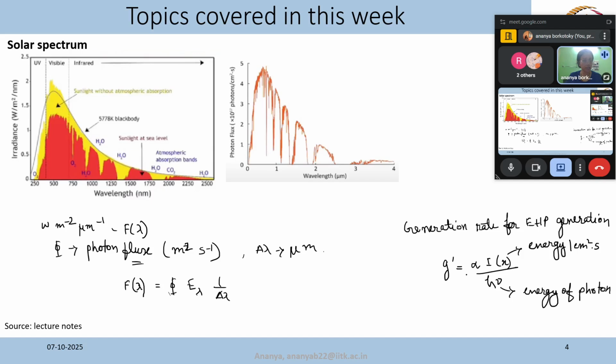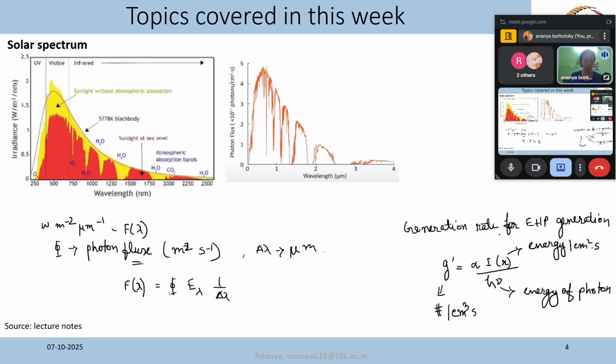then we get the generation rate, that is the number of photons being generated per unit time. What is the unit of this generation rate? This is energy per centimeter square per second, so the energy will get cancelled. What is the unit of alpha? Absorption coefficient, centimeter inverse. So the unit of generation rate will be the number of electron and hole pairs generated per centimeter cube per second.